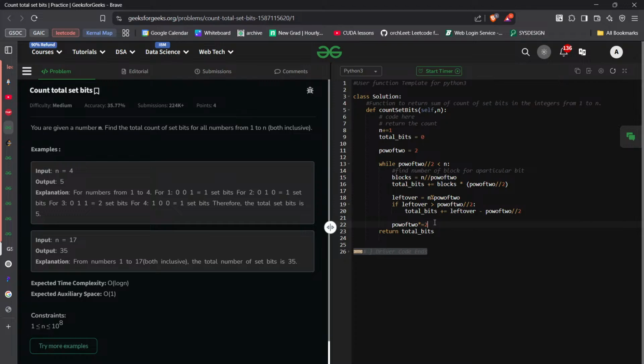Power of 2 divided by 2 is less than n. Suppose power of 2 is 16. Power of 2 is 16, okay? And 8. 8 is less than n.